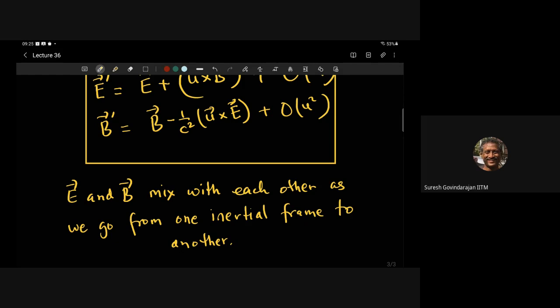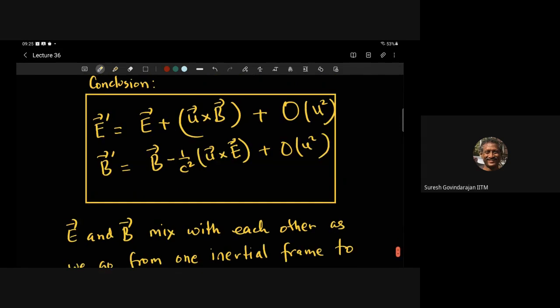U can be as small as you want, so that all these order U square terms can be forgotten about. I mean, this we cannot rule out. And the key point here is that the Lorentz law has been tested, right? At least to order U, we know that our Lorentz law is correct. And again, Biot-Savart's law, etc.